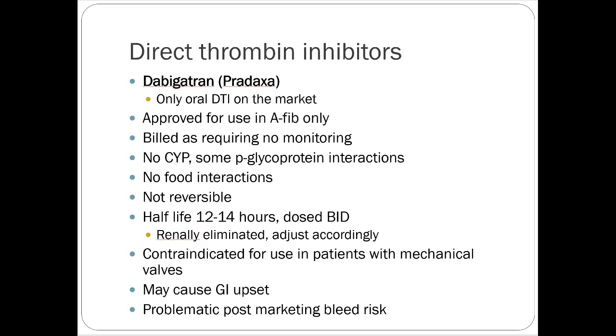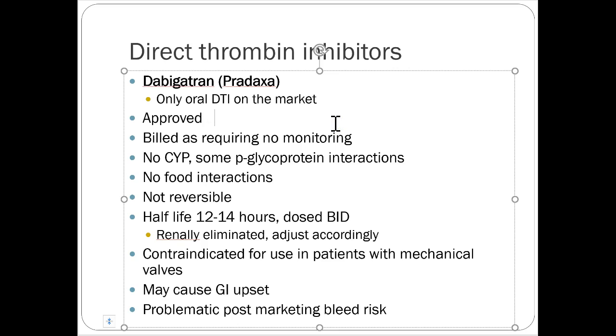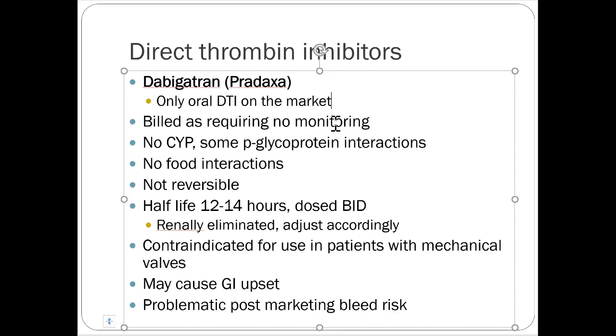Pradaxa, or dabigatran, is the only oral direct thrombin inhibitor on the market. It was originally only approved for DVTs only, and now it's got much broader indications. It was the first oral drug in decades to come on the market that was an anticoagulant that could replace warfarin potentially, so it got a lot of marketing and press originally.